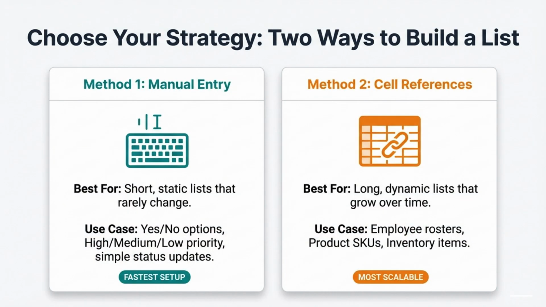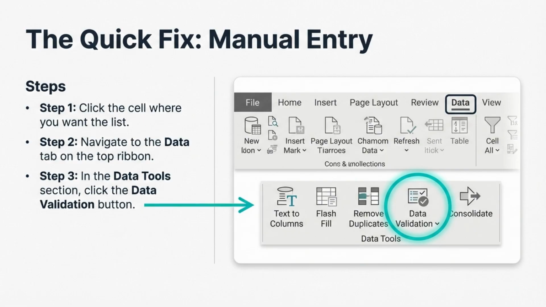I'm going to show you the two best ways to do this: typing the lists manually and pulling the list from other cells. First, let's look at the quickest method. Method 1, manual entry, is best for short, static lists. This is perfect for simple yes/no options or small lists that won't change often.